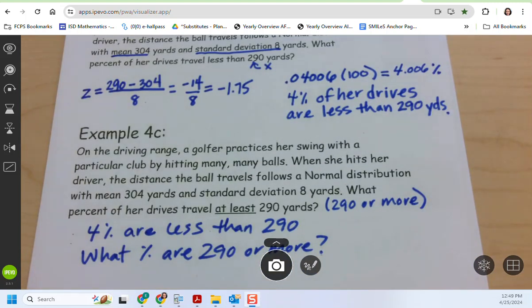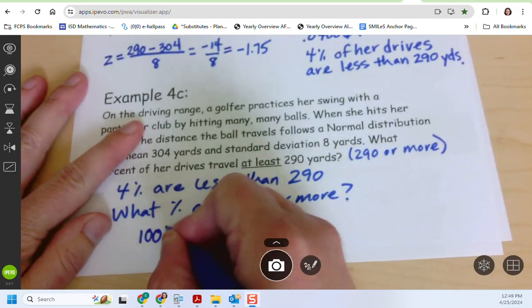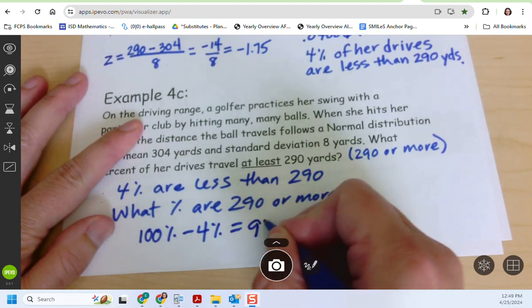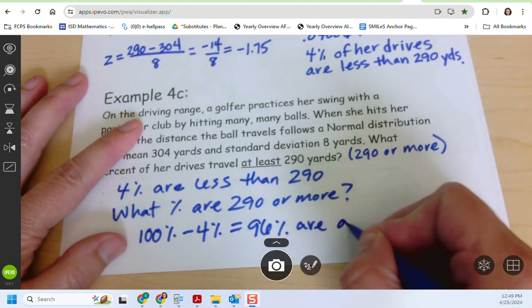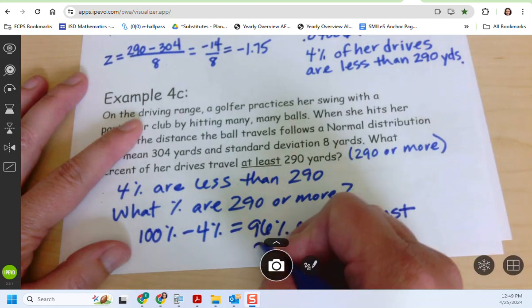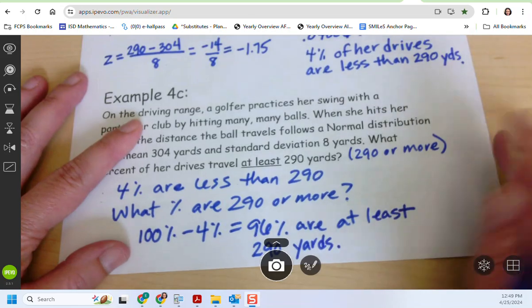All right. So we knew 4% was less than 290, so we're just going to subtract that from 100%. And now we know that 96% are at least, that's 290 or more, 290 yards. Okay.